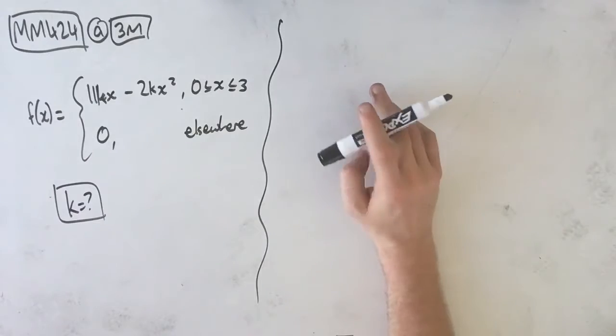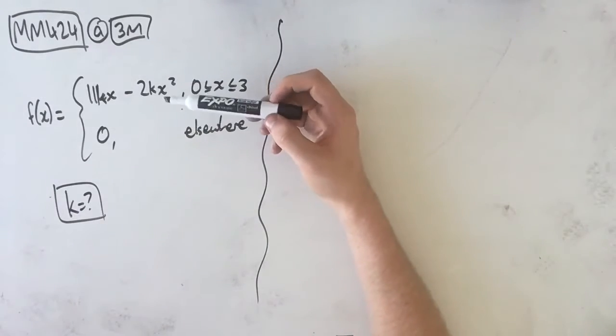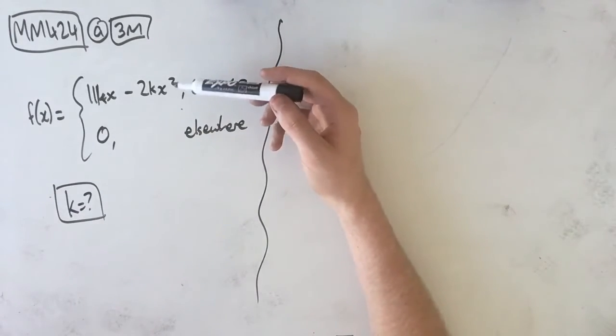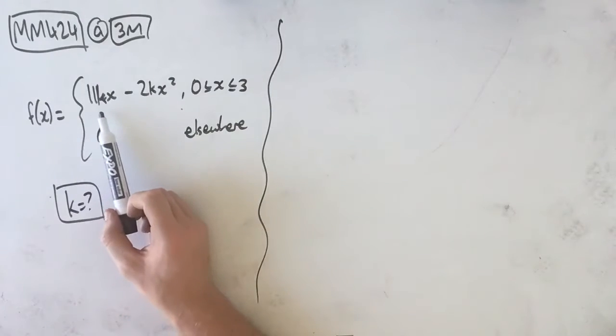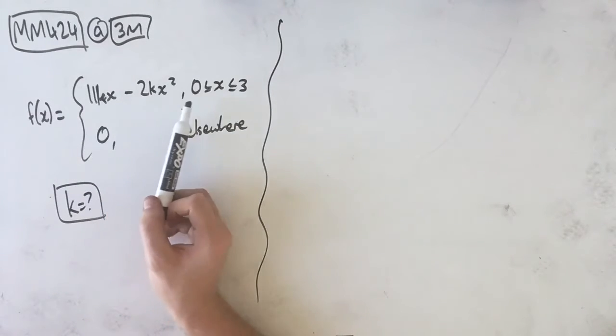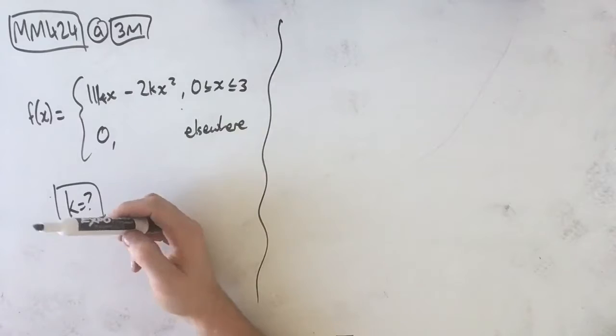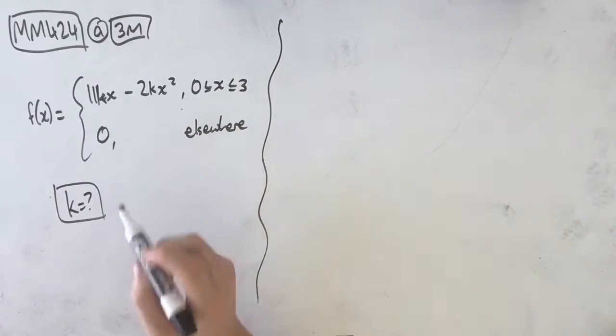So in this question we've got this continuous random variable x which has a distribution with probability density function given by this. So f of x equals 11kx take 2kx squared from 0 to 3, where k is a real constant. Find the value of k.